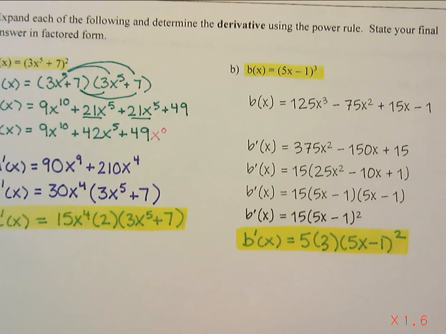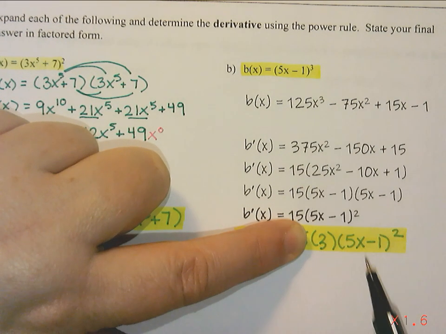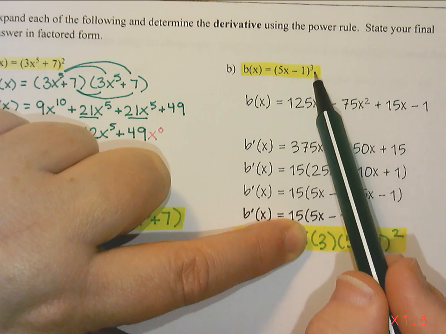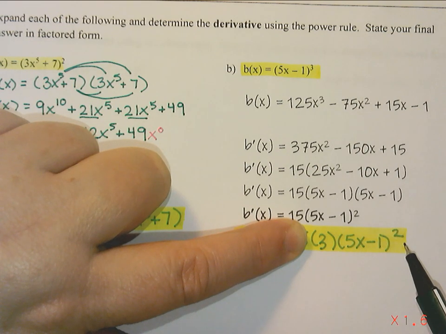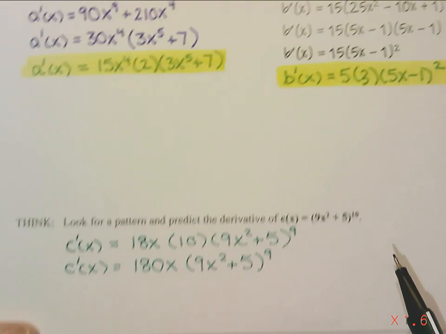When I looked at the second example, I noticed the same thing. I had 5x minus 1, and then instead of the power of 3, we had the power of 2, and that 3 ended up in front of my bracket. So that's how I did the first part.